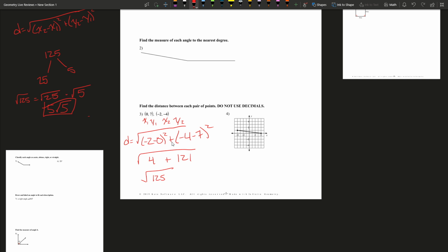Number 4 is the same problem. You just have one more step, which is to identify these 2 points. Once you identify the 2 points, then you plug and chug.